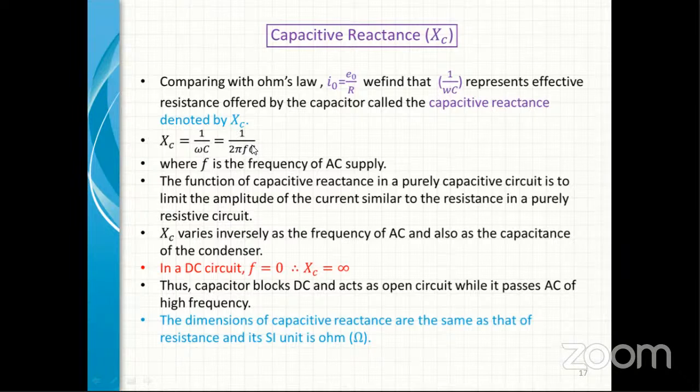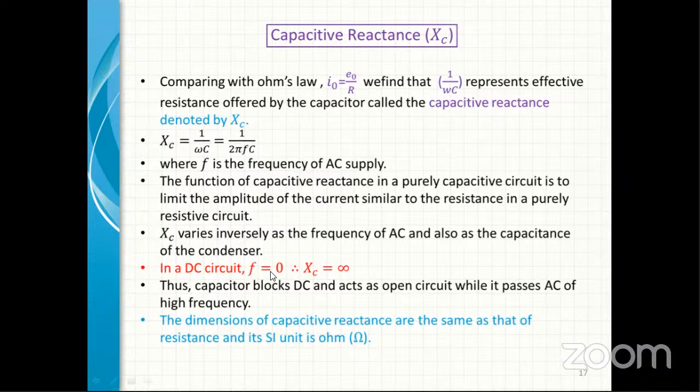Because this is 1 upon 2 pi FC. So these 2 pi are constant, and if you see this equation carefully, from this equation you can say XC, that is what is this XC? Capacitive reactance. And what is XL? इंडक्टिव्ह रिॲक्टन्स. सोप्या कन्सेप्ट आहेत, फक्त तुम्ही सारख्या त्या वाचा. XC varies inversely as the frequency of AC and also as the capacitance of the condenser.